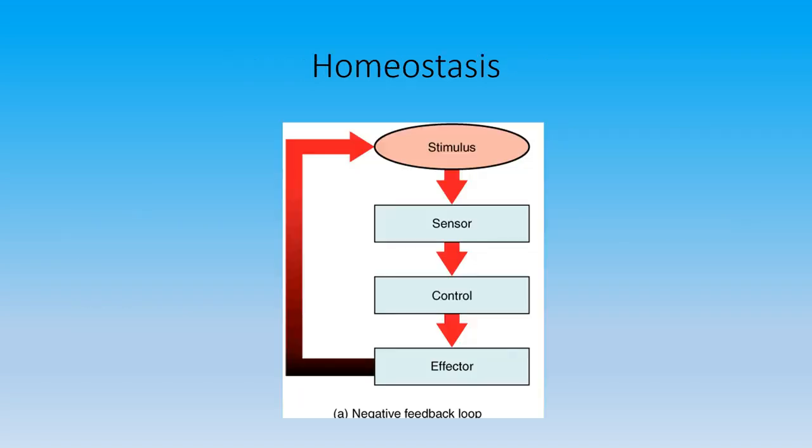And this is just showing that you get that stimulus, it's going to activate the sensor. Once the sensor receives this information, it is going to send that information on to a control center. Usually this control center is going to be located in the brain or spinal cord, typically the brain. And then from there, that will then stimulate or activate the effector, so you get a response to whatever that initial stimulus was.